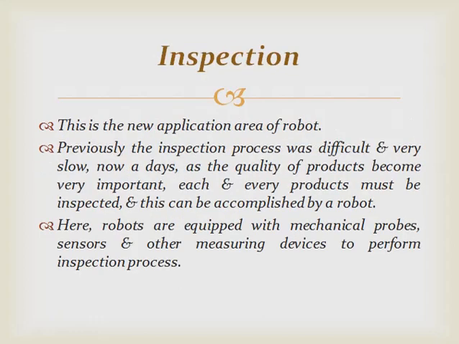Inspection. Inspection is also very essential in any production system. This is a new application area of the robot. Previously the inspection process was difficult and very slow because of some complications. Nowadays, as the quality of the product becomes very important, each and every product must be inspected, and this can be accomplished by a robot. Whatever product you are going to produce for the market is supposed to have high quality, so this quality will be inspected with the help of a robot very easily.